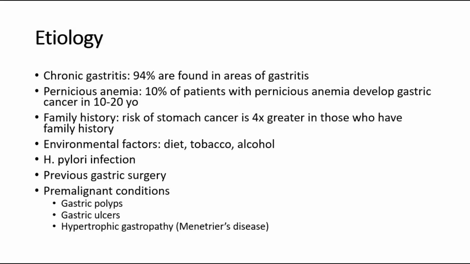Etiology: 94% of gastric cancers are found in areas of gastritis. 10% of patients with pernicious anemia develop gastric cancer in young age. Risk of stomach cancer is 4 times greater in those who have family history. Environmental factors include diet, tobacco, and alcohol. Other risk factors are H. pylori infection, previous gastric surgery, premalignant conditions like gastric polyps, gastric ulcers, and hypertrophic gastropathy, Menetrier's disease.